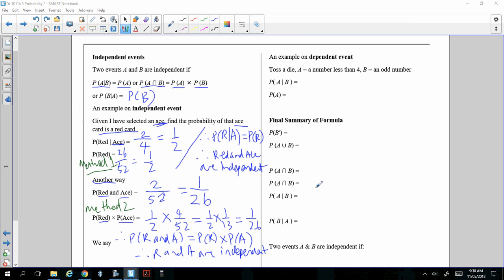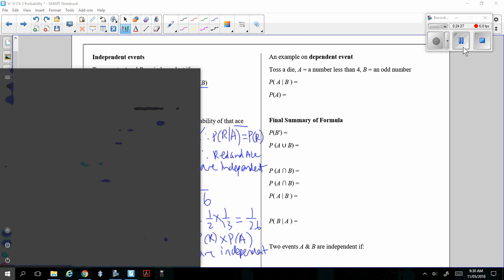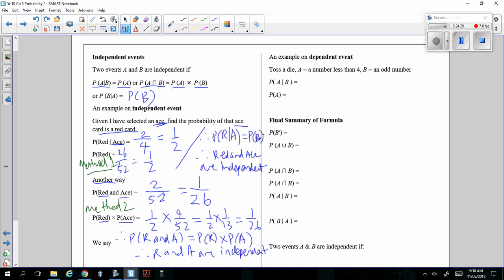Independent means that they don't affect the result. They don't affect each other's result. If there are reasons, it means that they're independent of each other, as in, it doesn't affect.